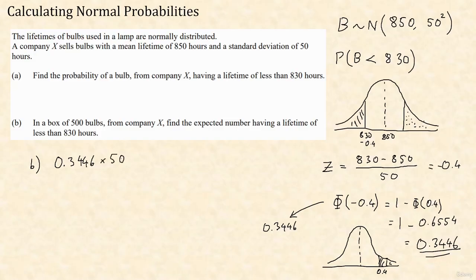So you can actually just times that by 500. 0.3446 times 500 is 172.3. Now, you could round this to 172, but expected numbers don't actually have to be whole numbers, so that would be fine as well.